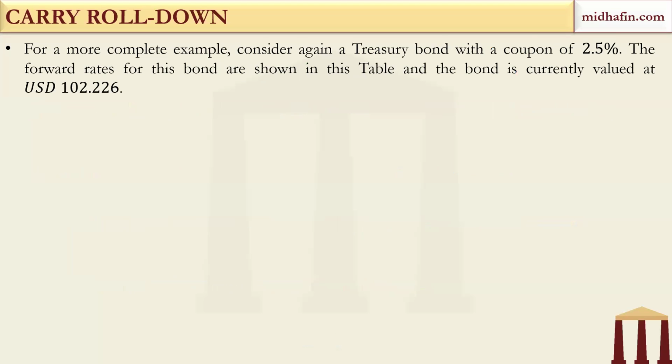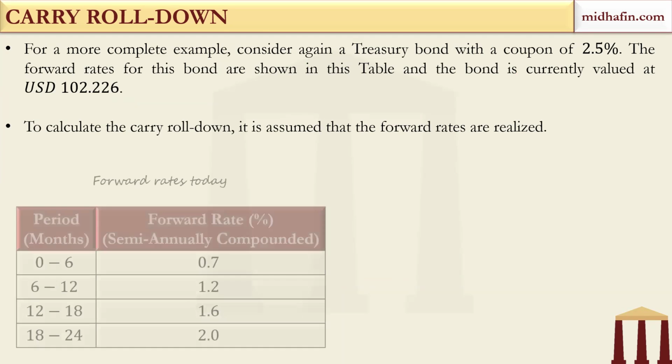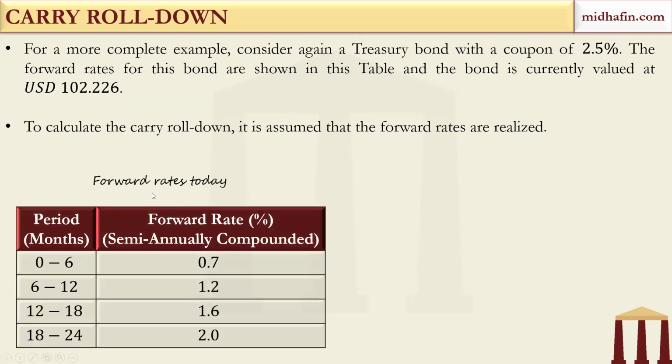Okay. Now let's take a complete example where we have different forward rates for different maturities. Let's say the bond value is 102.226. We have done this calculation in the previous slides. The same bond I am carrying forward. Now to calculate the carry roll down, we will assume that the forward rates are realized. And let's say 6 months ago, when the bond was purchased, these were the forward rates. So 0 to 6 month was 0.7%, 6 to 12 months was 1.2, and so on.